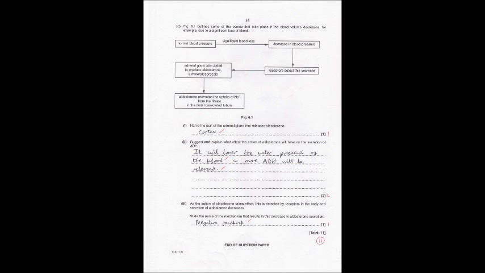Suggest and explain what effect the action of aldosterone will have on the secretion of ADH. Well, aldosterone promotes the uptake of Na+ from the filtrate in the distal convoluted tubule, so into the surrounding blood, lowering the water potential of the blood, which means more ADH is released to increase the water potential of the blood. And finally, a nice easy question is state the name of the mechanism that results in the decrease in aldosterone secretion: negative feedback. It's about time that mark came up.